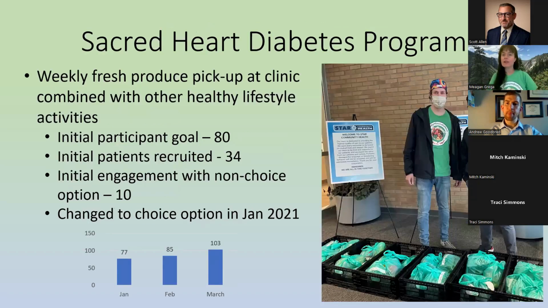And this is just an example of actually a partnership between Kellyn Foundation and St. Luke's with a diabetes program population. It was started as considered as a weekly fresh produce pickup at the actual clinic. It's a family medicine clinic, combined with some other healthy lifestyle activities like physical activity and some other services. And the initial participant goal was 80 customers, or 80 patients, I should say. And that was supposed to go for a year. And initially, they were able to recruit 34 patients to this study.